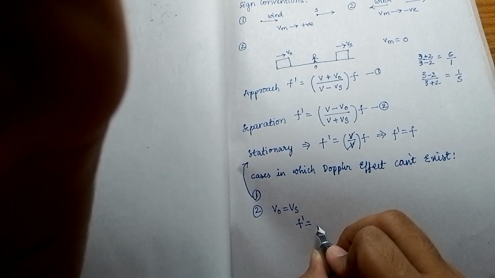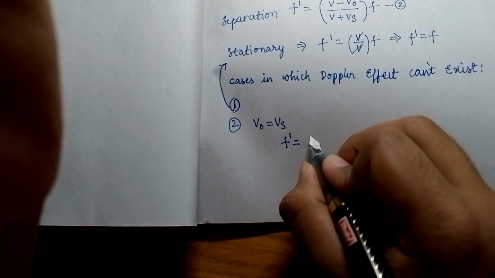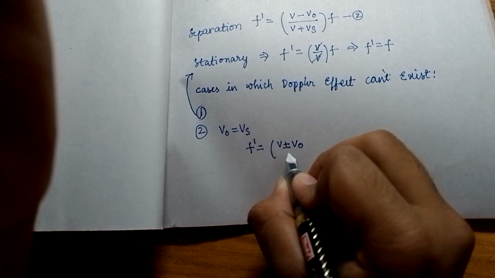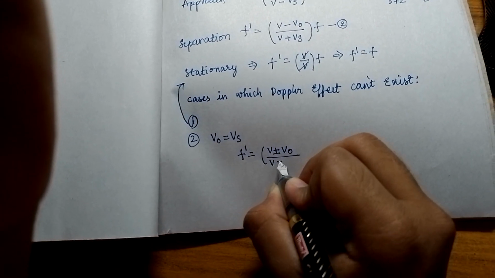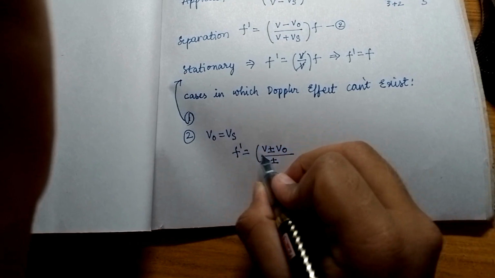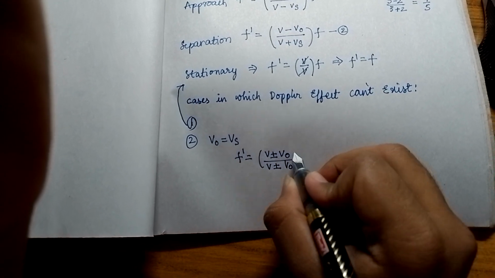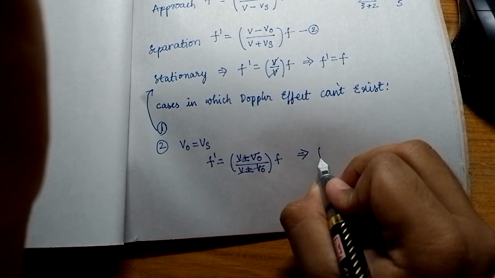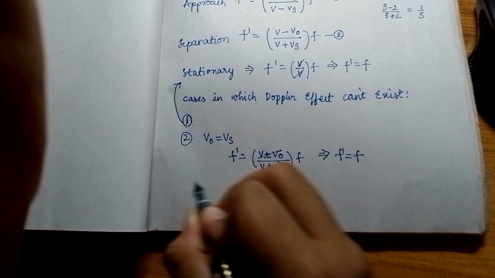F dash equals V plus or minus V naught by V plus or minus Vs, with V naught equal to Vs, multiplied by F. So there is no change. F dash equals F.